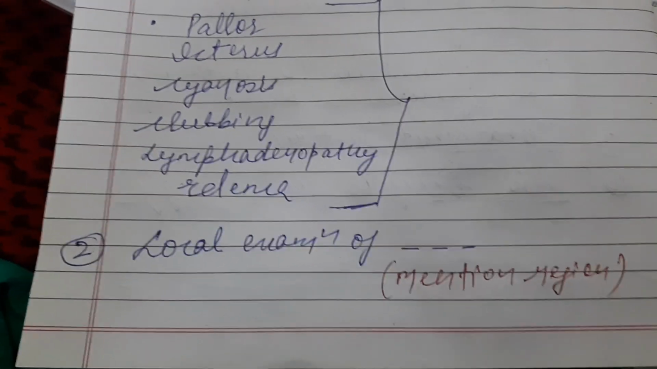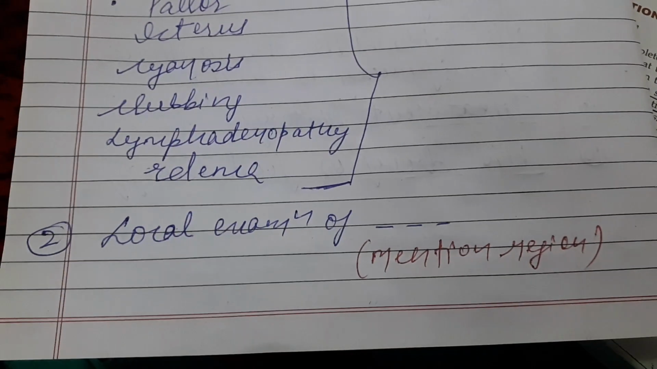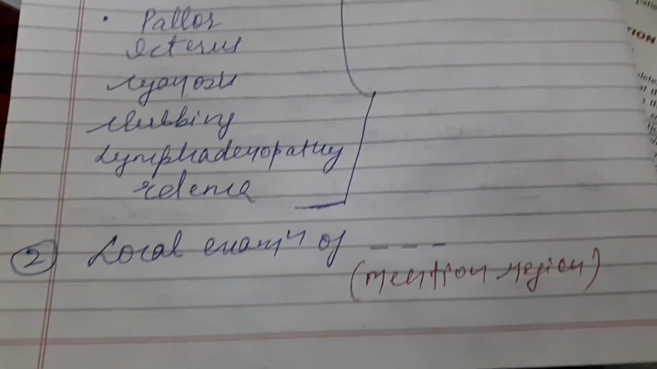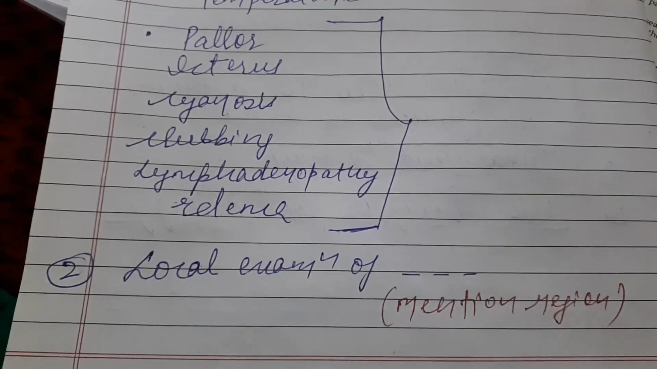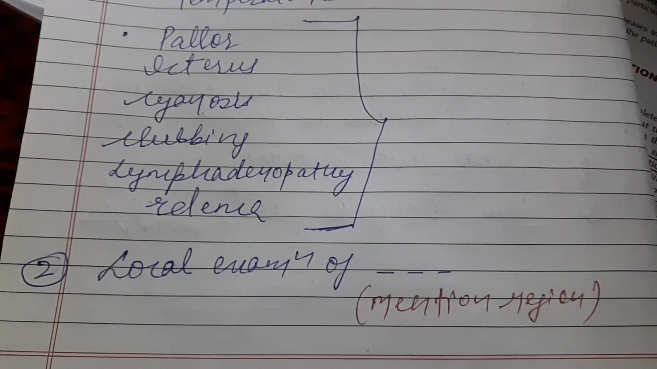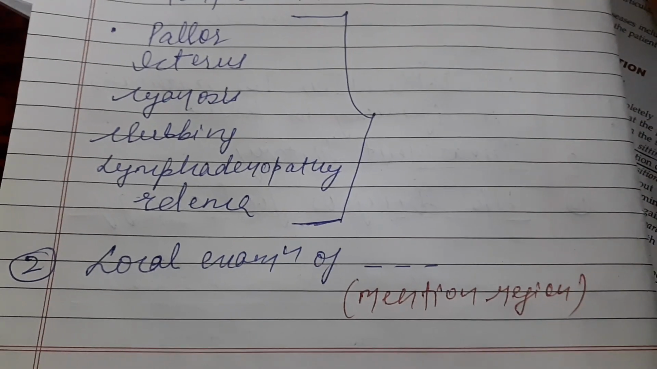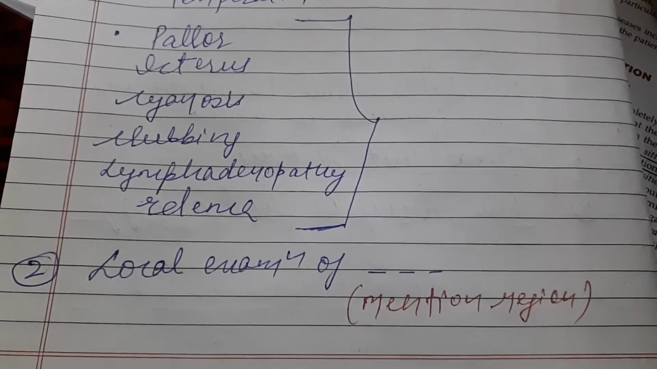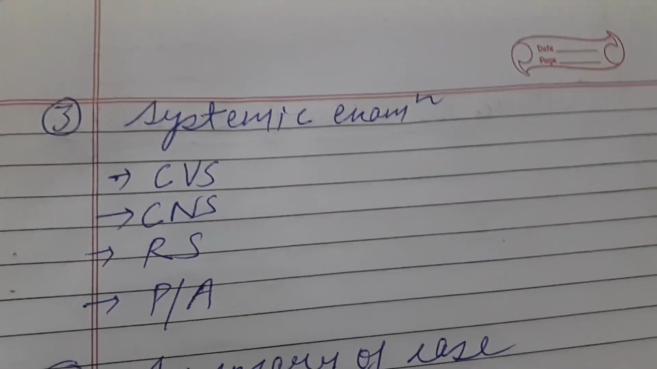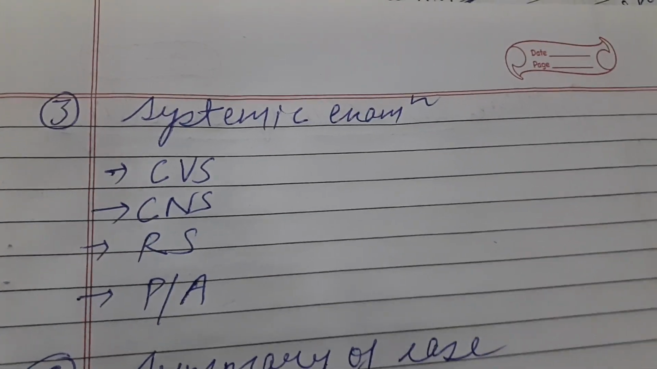Then we come to local examination. If we are given the case of breast, then we will write local examination of breast, thyroid, etc. In local examination we will do inspection, palpation, percussion, auscultation of that region only. After that, we come to systemic examination of CVS, CNS, RS and abdomen.